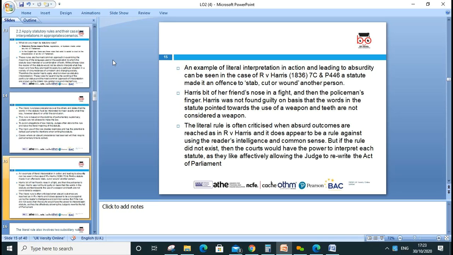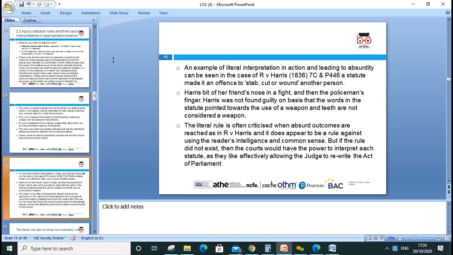The defendant bit his friend's nose in the fight and then the policeman's fingers. He was not found guilty on the basis of the word, because the statute pointed toward the use of a weapon, and teeth are not considered a weapon. The literal rule is often criticized when the outcomes are weak. R versus Harris here does appear to be a rule against using the reader's intelligence.